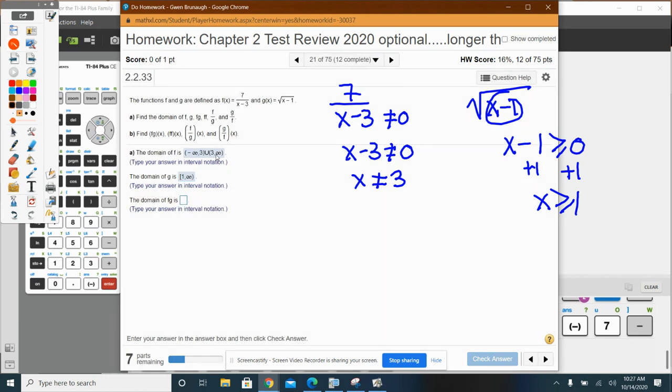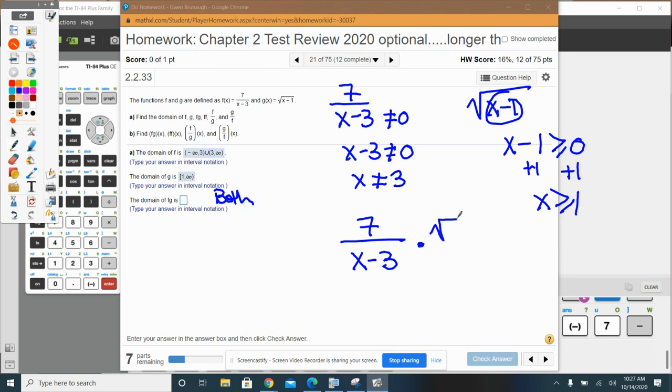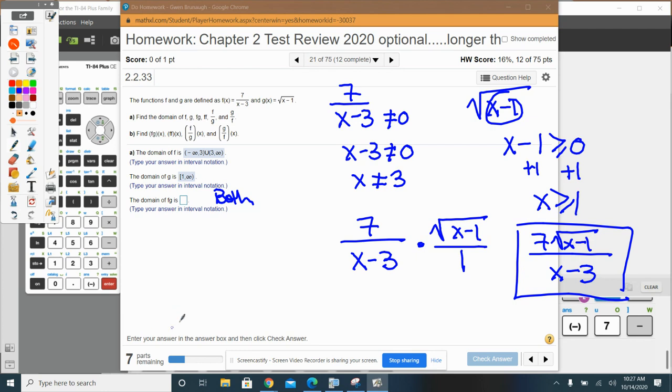Now they want to know what happens if you multiply f times g. Well, if you multiply them both, and they're going to ask me for that answer in a minute, basically both of these are going to go together. This is going to be what happens with both of those rules. Because what I'm going to do is take 7 over x minus 3 times the square root of x minus 1. I can put this over 1, and then it just becomes multiplying fractions. You multiply the tops, you keep them on top. You multiply the bottoms, and you keep it on bottom. So you get 7 square root of x minus 1 over x minus 3. That's the answer, and they're going to ask me that down below here.